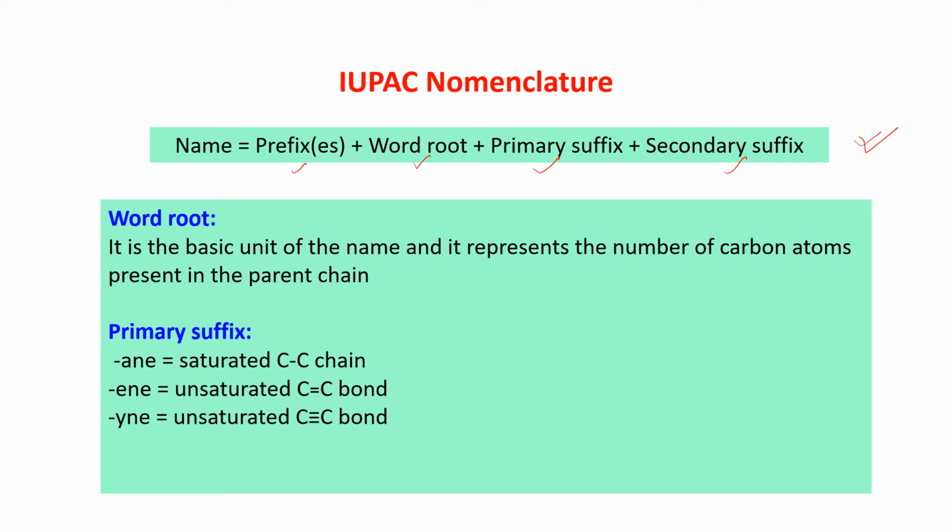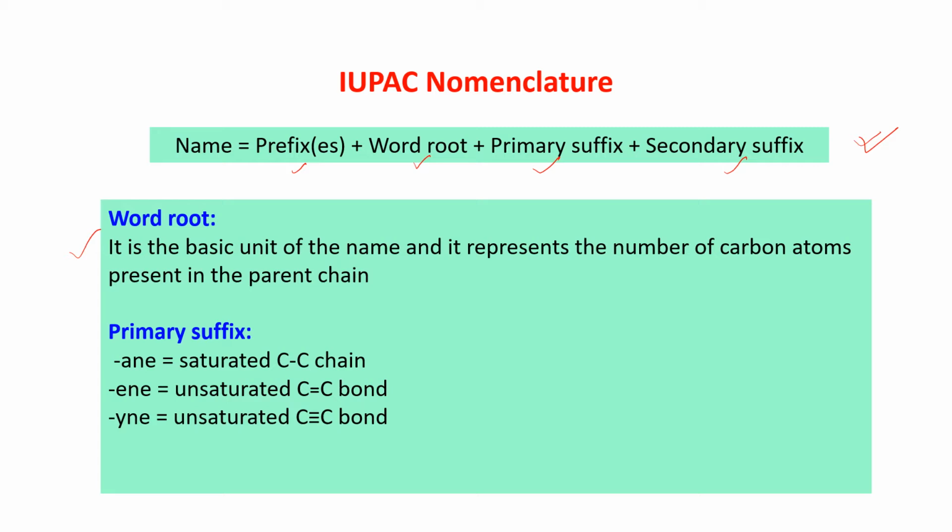First, word root. It is the basic unit of the name and it represents the number of carbon atoms present in the parent chain. How many carbon atoms are present in that parent chain? That is known as word root. If there are 5 carbon atoms, the word root is pent. If there are 4 carbon atoms, the word root is but.